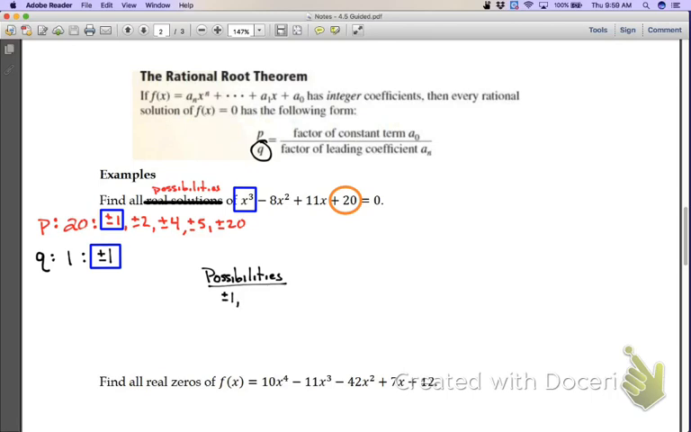What if I do the same thing? What is 2 divided by 1? 2. So plus or minus 2. What is 4 divided by 1? 4. What is 5 divided by 1? 5. What is 20 divided by 1? 20.